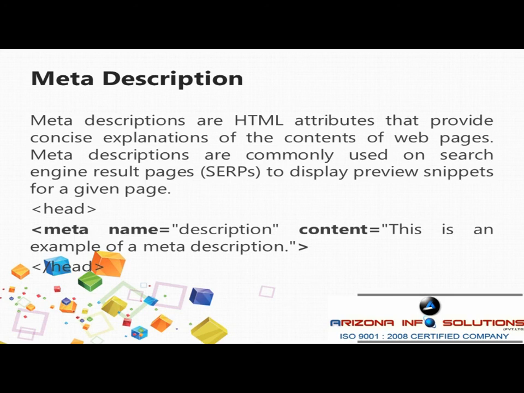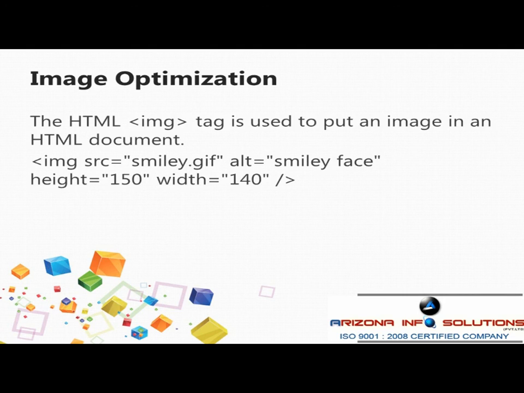Meta description. Meta descriptions are HTML attributes that provide concise explanations of the contents of web pages. Meta descriptions are commonly used on search engine result pages, SERPs, to display preview snippets for a given page. Example: <meta name="description" content="This is an example of a meta description.">.